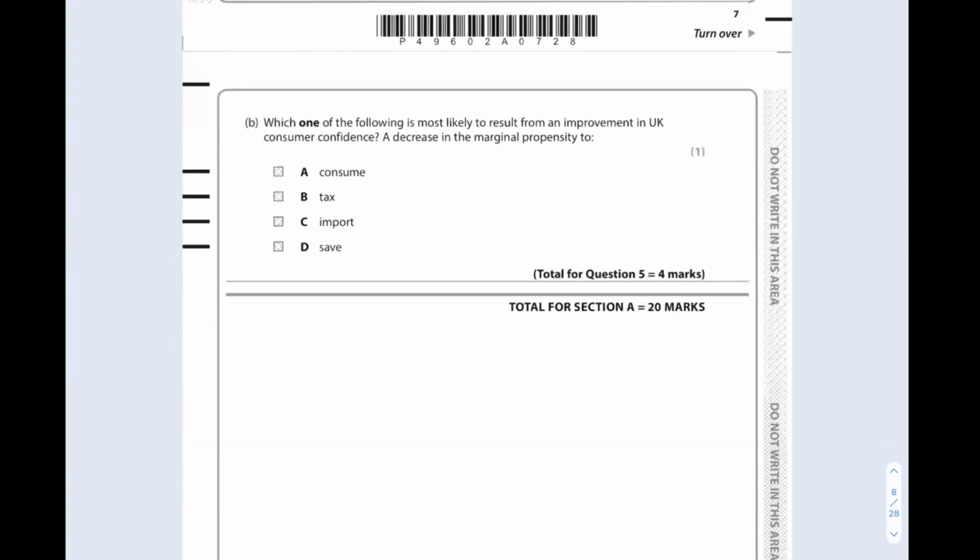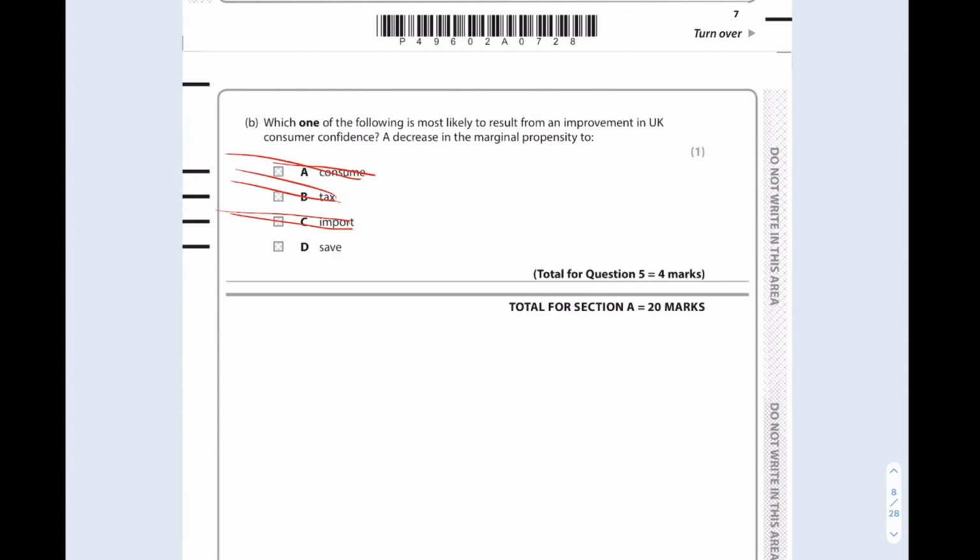Finally, which one of the following is most likely to result from an improvement in UK consumer confidence? A decrease in the marginal propensity to. Okay, marginal just means the next something. Okay, so if there's going to be an improvement in UK consumer confidence, is there going to be a decrease in the marginal propensity to consume? No, probably is going to be an increase. A decrease in the marginal propensity to tax, unlikely to change, so no. A decrease in the marginal propensity to import.